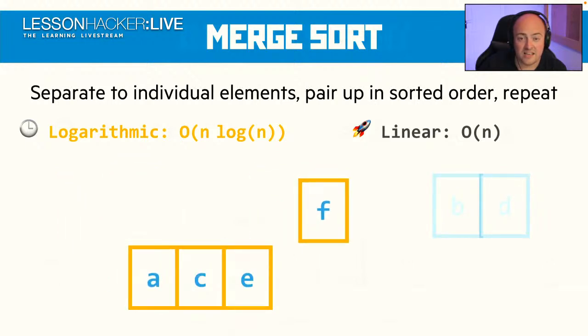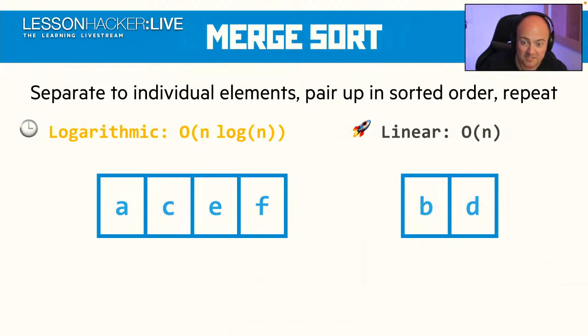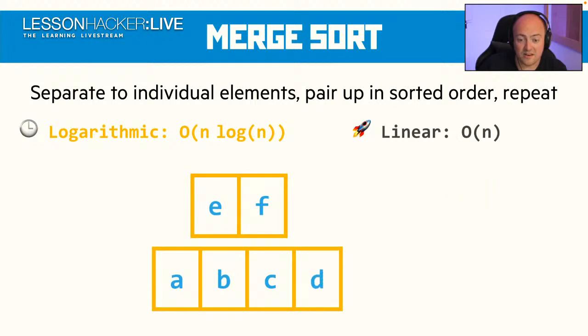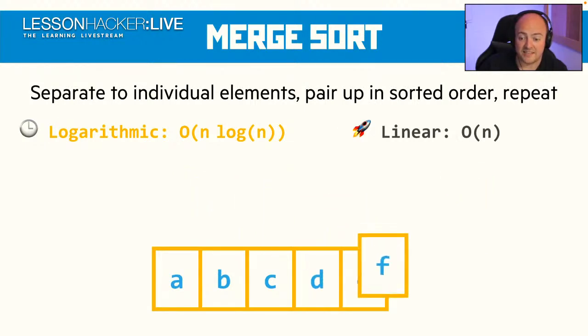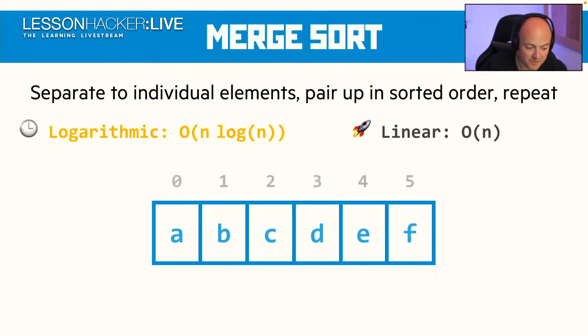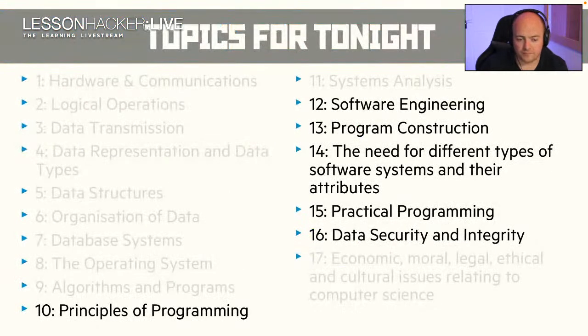A, C, E, F. And we're always looking at the leftmost item to see which one goes in first. We pair these up. I remember looking at the leftmost, which one comes down first? A, so C and B, B, C and D, C, D. Now, when we've done that, we can just pull the rest of that down automatically, and we've got a sorted array. Much, much faster than the other two. Much, much easier to talk about. However, difficult to code.